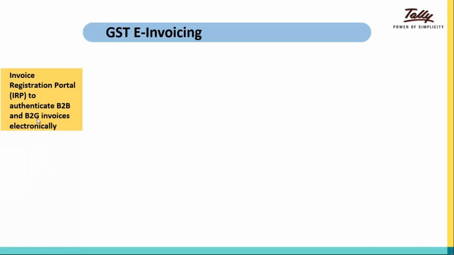So for that, we must upload our B2B and B2G invoices. This process of uploading our B2B and B2G invoices to the GST department is called GST e-invoicing, electronic invoicing. If the GST department wants to authenticate, they will only authenticate our B2B and B2G. So these are the only two reports that we have to upload to the GST department, your B2B and B2G invoices. That is what we mean by e-invoicing.